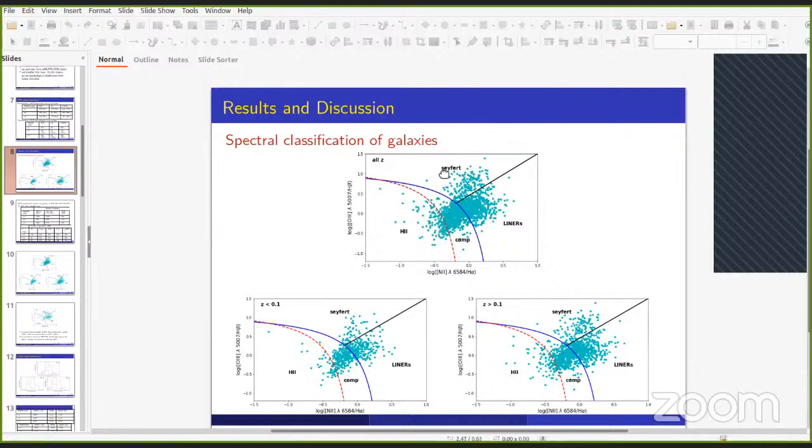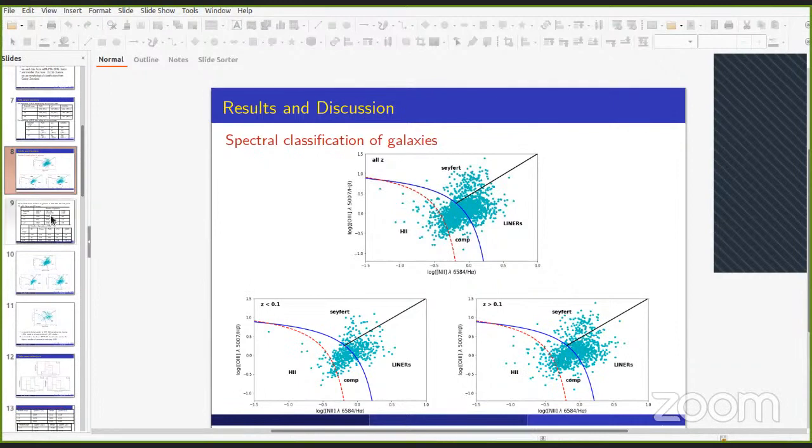As I see, most of them are found in the AGN region. Basically, LINERs are more common, and few of them are Seyferts. This one is for composite galaxies. We can see the statistics, how it looks. I put it in the last part. This one is divided by spectral classification based on redshift ranges: for all redshifts, for low redshift ranges, and for high redshift ranges.